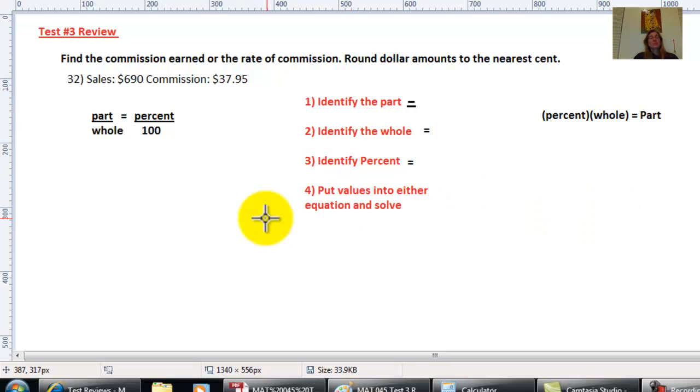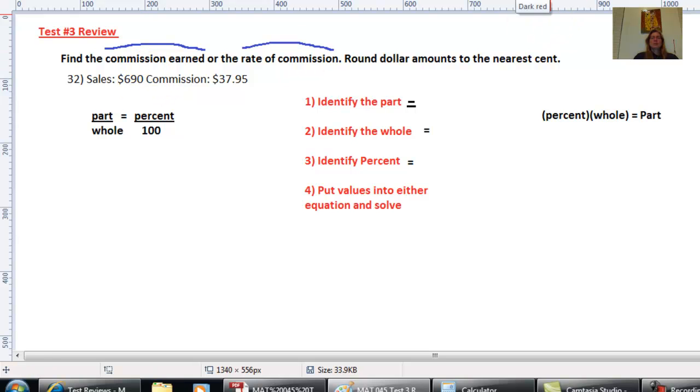Alright, this is problem 32, and it's find the commission earned or the rate of commission. Round dollar amounts to the nearest cent. Okay, so in this specific example, they're telling you you're going to find the commission or you're going to find the rate. And that'll just depend on what you're given.